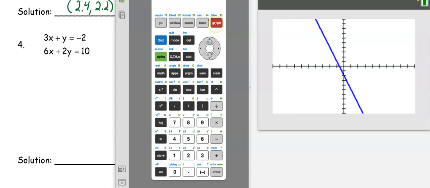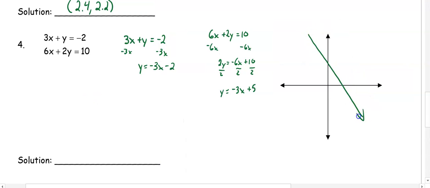When we hit graph, we might already have noticed what's going to happen. They have the same slope, so our lines are going to be parallel. So we're not going to need to use the second trace 5, enter, enter, enter. Because these are parallel lines, it's a special case, so we know that this is no solution. So we should not have an intersection point here.